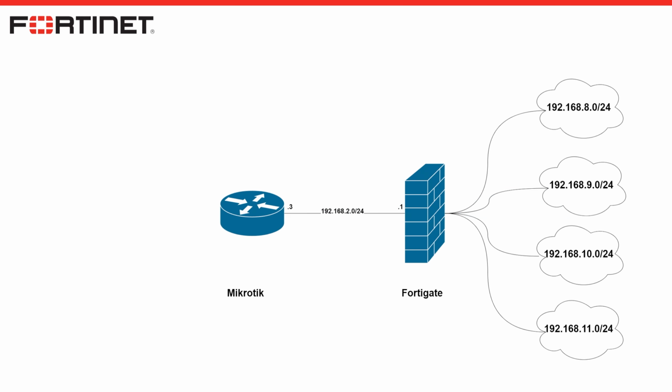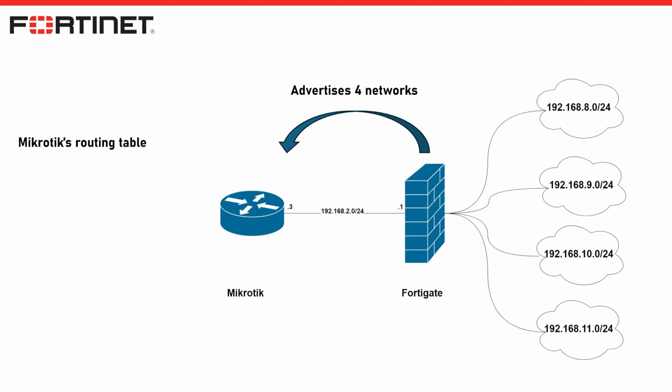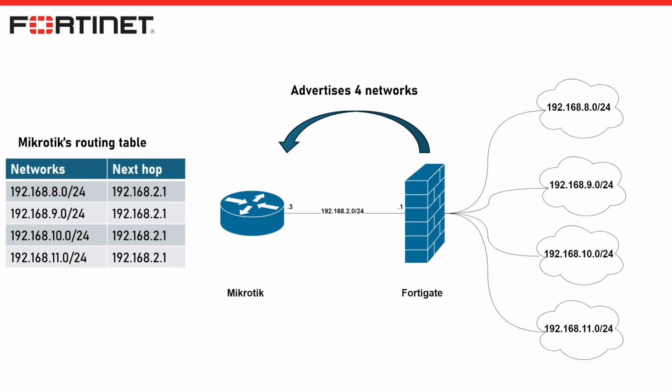Imagine a very simple network where we have a Fortigate and mikrotik connected to each other. They are in the same subnet, 192.168.2.0/24, where Fortigate holds .1 and mikrotik holds .3, so they can ping each other and reach each other. On Fortigate we have 4 sample networks and we want to advertise these networks to the mikrotik. So Fortigate starts advertising these routes toward mikrotik, and if we look at mikrotik's routing table, we can see we have 4 networks, each /24, and the next hop is Fortigate.